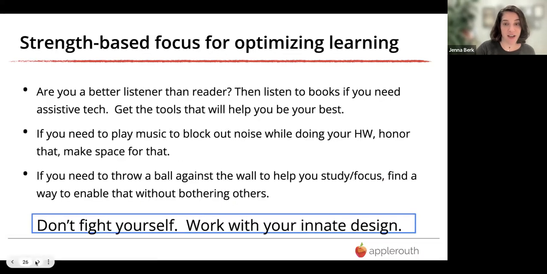All right. And it's also important to focus on your strengths. Right? You want to figure out, what do I do best naturally? Are you a better listener than a reader? Then audiobooks are going to be your friend. Get the tools that help you be your best. If you are the sort of person who needs to play music to block out noise while doing your homework, go for it.